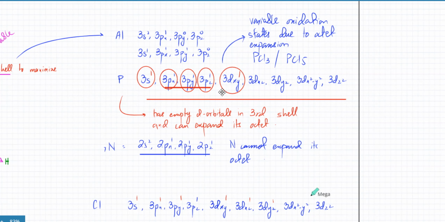Is that clear? But you can't do that for period 1 and period 2. Period 1 has only one shell and that's it. It only has one orbital in its first shell, which is S1. That's about it. So you can't expand it. There's nothing empty. Okay. Is that clear? Yes, sir. That's clear.